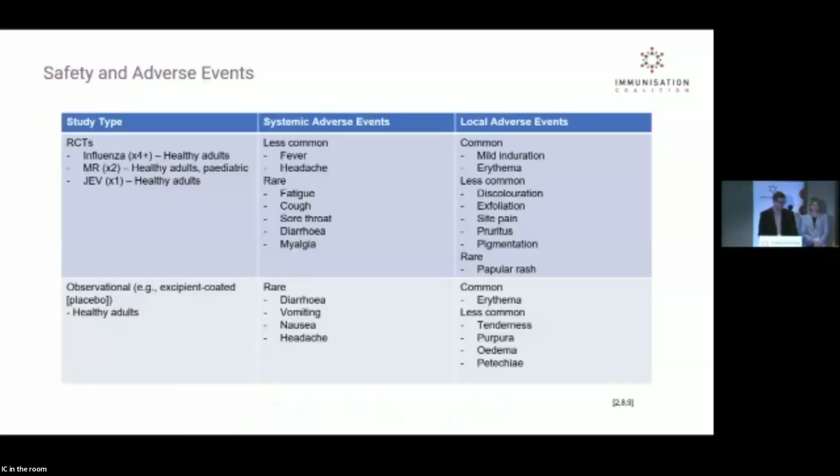Here we have some adverse events from some of the phase 1 and phase 2 trials that were conducted. We've got 4 or 5 influenza studies now, 2 in measles and rubella, and 1 in Japanese encephalitis. Systemic adverse events were not common. The less common ones were fever and headache. People rarely experience fatigue, cough, sore throat, diarrhea, or myalgia.